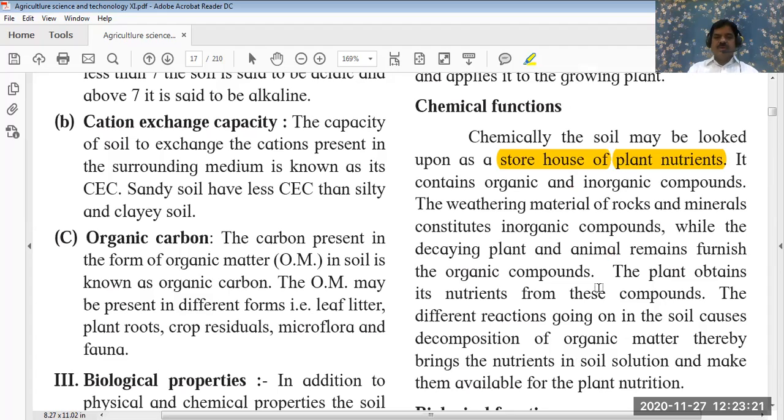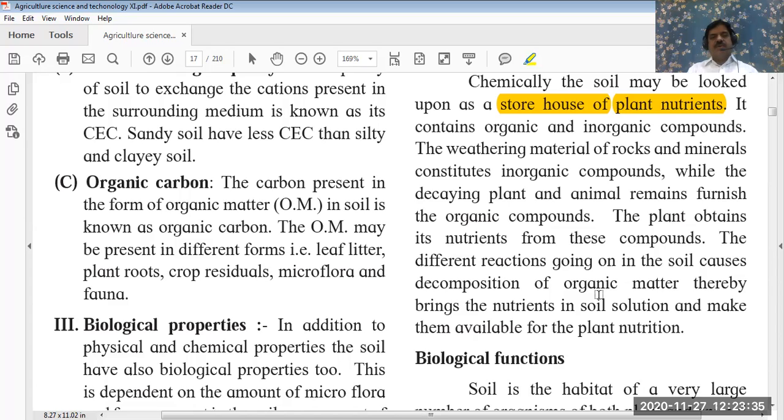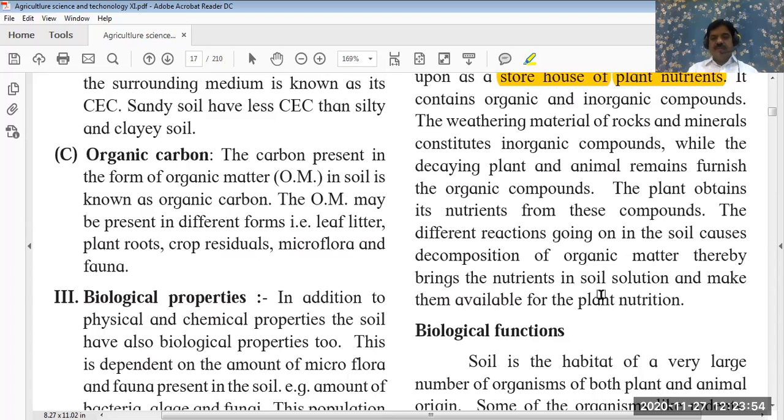Because of weathering of rocks, inorganic compounds are also available in the soil. Some decomposed plant material and decomposed animals also provide organic compounds. So organic and inorganic compounds are available in soil, and their quantity depends upon the kind of soil. These organic and inorganic compounds are made available by the soil for plant growth. This is the most important chemical function.